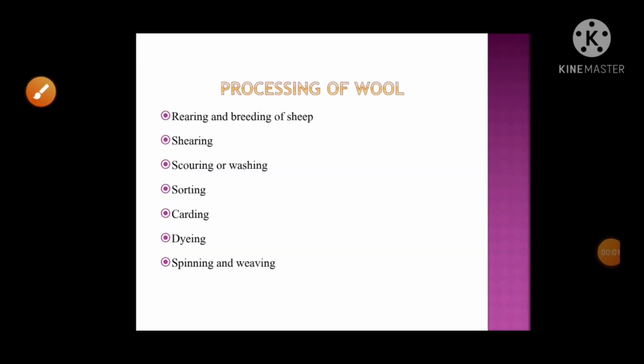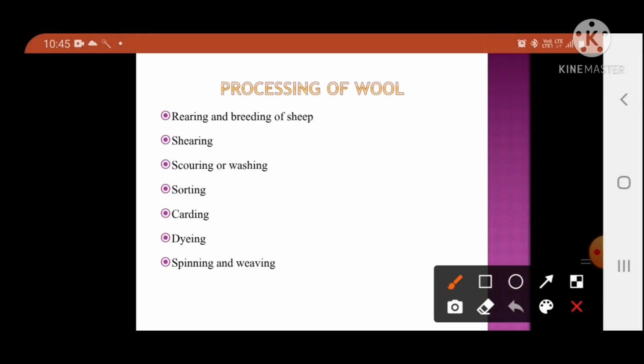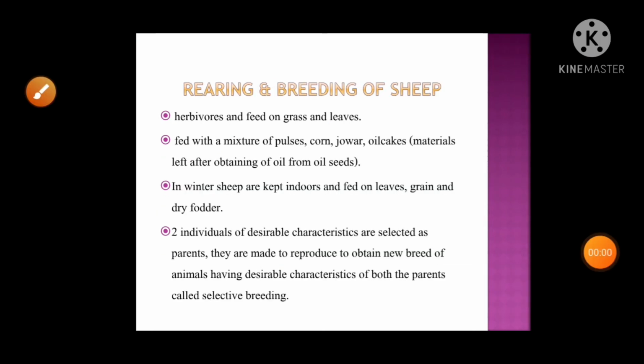Now we will learn about the journey of wool from rearing and breeding of wool yielding animals to the final finished wool. It involves these 7 steps: rearing and breeding of sheep, shearing, scouring or washing, sorting, carding, dyeing, and spinning and weaving. So let's read about these steps in detail.